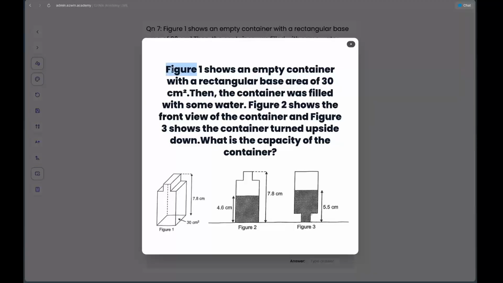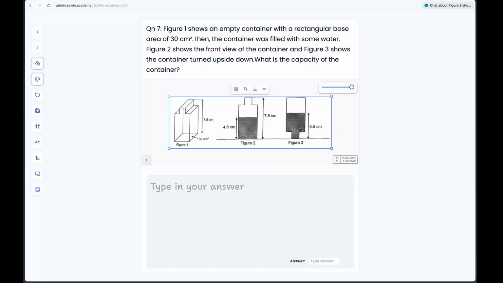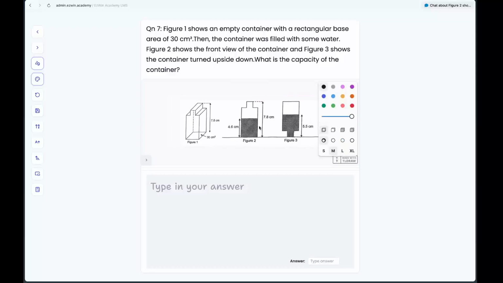Question 7. Figure 1 shows an empty container with a rectangular base of 30 centimeters square. Then the container was filled with some water. Figure 2 shows the front view of the container, and figure 3 shows the container turned upside down. What is the capacity of the container? So this is a tricky one.